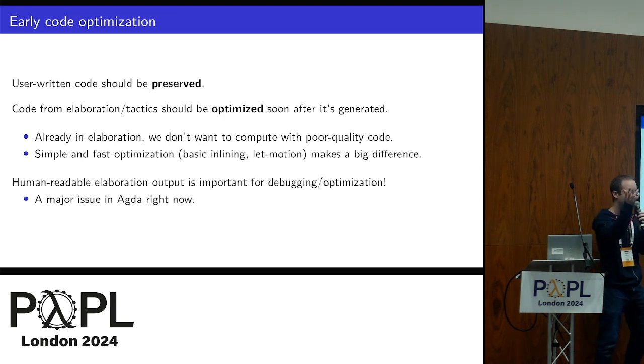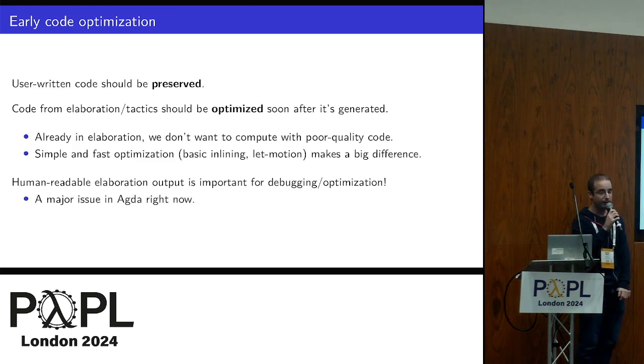So, for example, what I implemented in some system is that we take some kind of top-level binding group, we elaborate it, we get a bunch of metas, but immediately after that, we do an inlining and optimization pass, so that the next thing that we elaborate can already refer back to the nice-looking code. And I have found that this is also super useful for getting human-readable elaboration output. And this is a major issue in Agda right now.